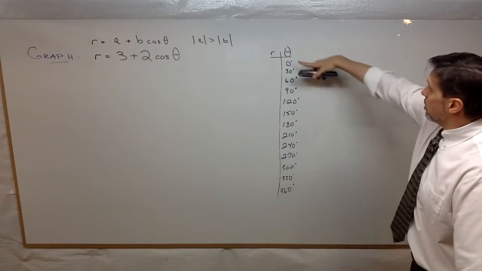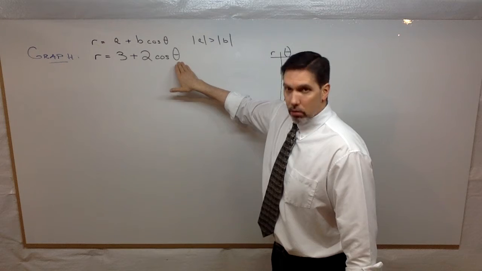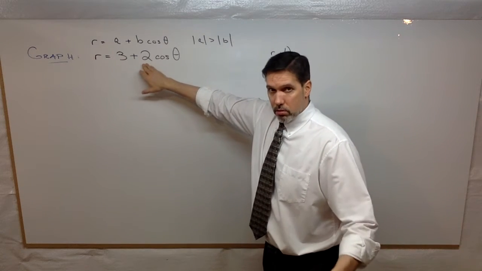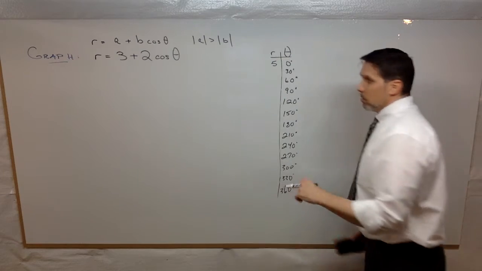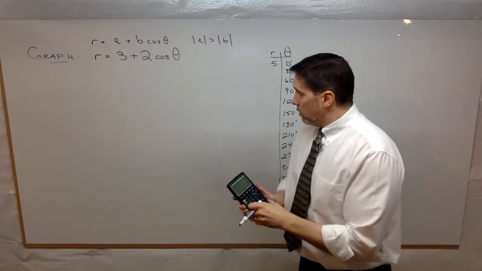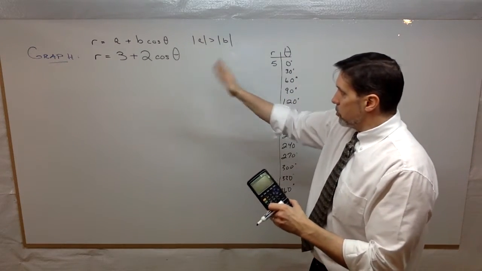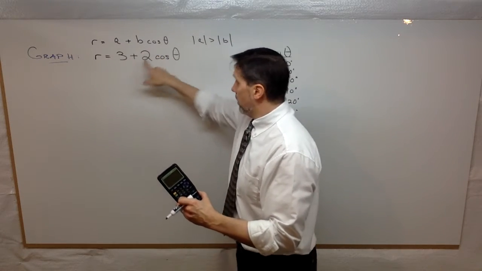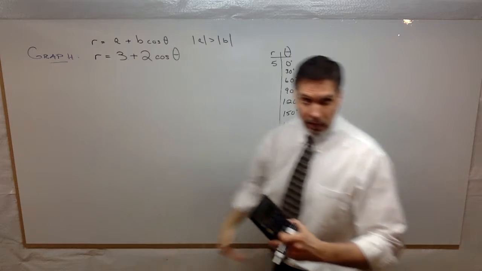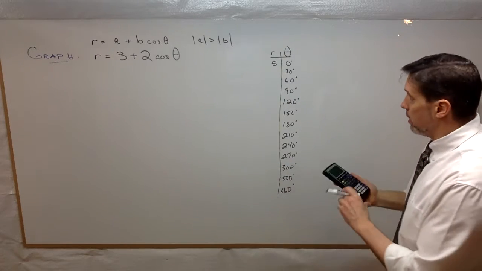Let's see. We'll start off with 0. The cosine of 0 is 1. 1 times 2 is 2, and 2 plus 3 is 5. Right? I mean, we can enter that literally into our calculator. 3 plus 2 cosine 0. Again, the cosine of 0 is 1. Then we have to multiply by 2. Then we have to add 3 in that order. It's got to be that way.